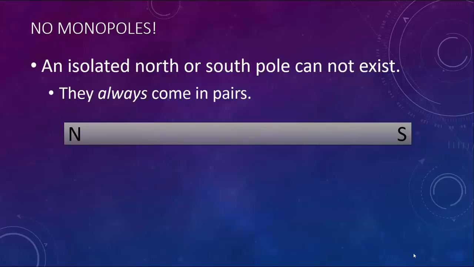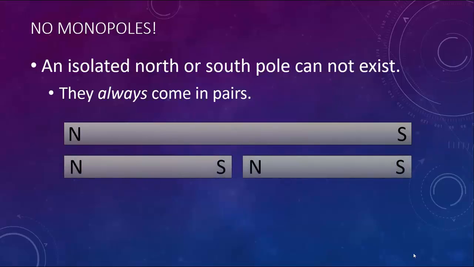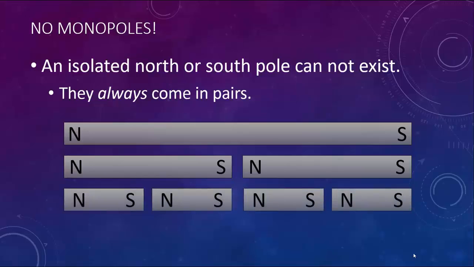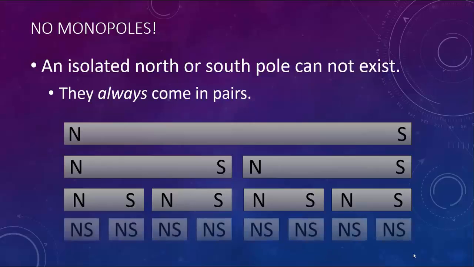If we take this long bar magnet and cut it in half, we get 2 smaller complete bar magnets, each with a north and south pole. We can keep cutting these magnets in half and ending up with complete bar magnets with both north and south poles until we end up with individual atoms. If this bar magnet was made of iron, we would eventually end up with a whole bunch of iron atoms, each of which is its own little magnet with a north and south pole.